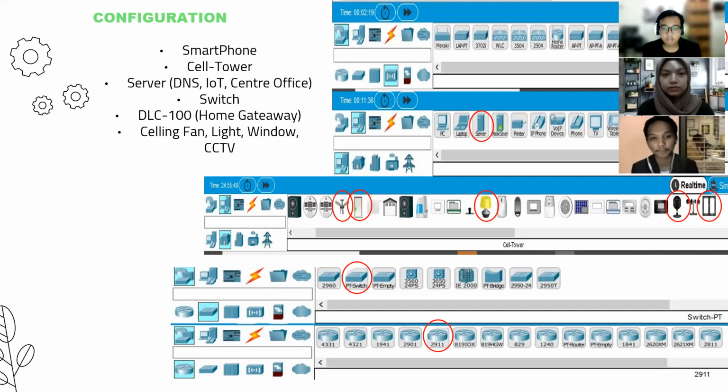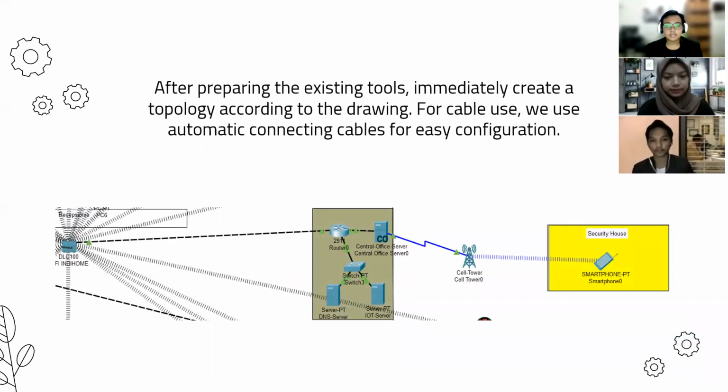I will explain the configuration of IoT. First, we have a smartphone, cell tower, server, DNS server, IoT server, and central office. And we have a switch, and we must have the LCS 100 is 100 away. And the IoT equipment is ceiling fan, light, window, and CCTV. After preparing the existing tools, immediately create a topology according to the drawing. For the cable, we use automatic connecting cable for easy configuration.